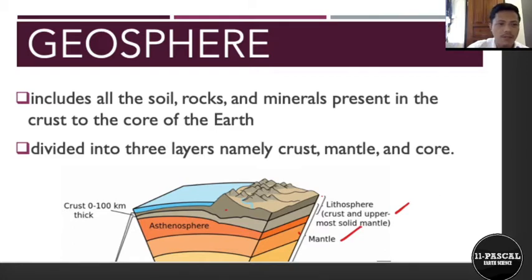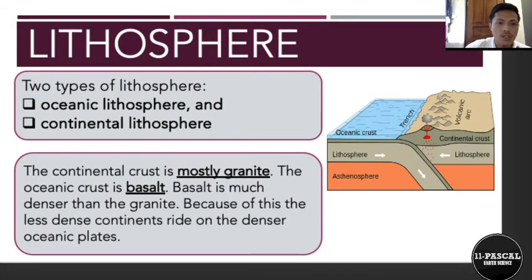So let's talk first about the lithosphere. There are two types of lithosphere: the oceanic lithosphere and the continental lithosphere. The continental crust is mostly granite. The oceanic crust is basalt. Granite is the lighter one compared to the basalt. So basalt is much denser or heavier than the granite.